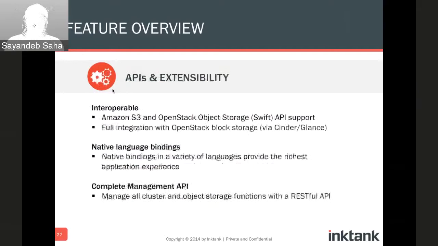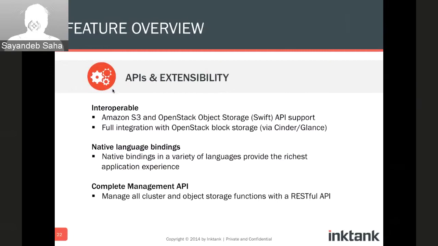APIs and extensibility: Ceph supports S3, which Gluster doesn't support. Gluster today just supports Swift when it is used as a file store with an object API. Gluster does not support S3, and Ceph has full integration with OpenStack block storage. There are native language bindings for an API layer called LibRados, so one can actually write apps in C, C++, Python, etc. It has a lot of library bindings.